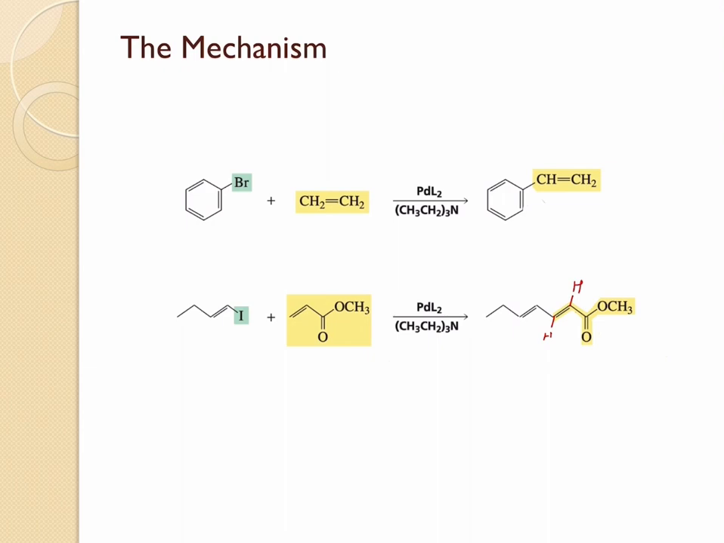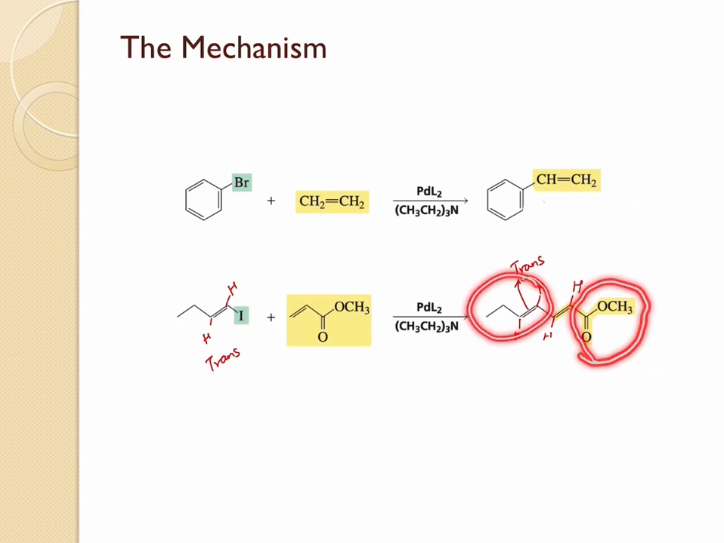Another important thing is the configuration of the double bond is preserved. Here it's trans. You start with trans, and this double bond right here is also trans. So two important things. If there is a substituent, then the substituent will be in trans position with respect to the R group that is present in the vinylic or the arylic halide. And the second thing is the configuration of the double bond is preserved.